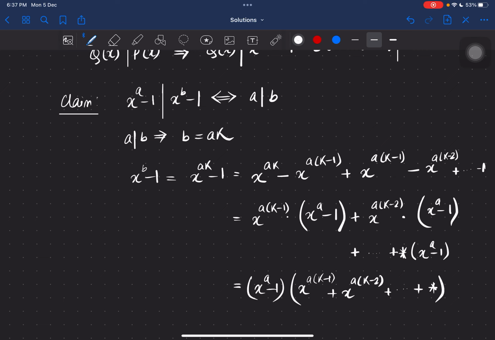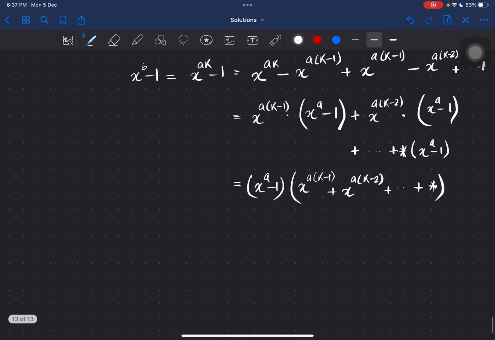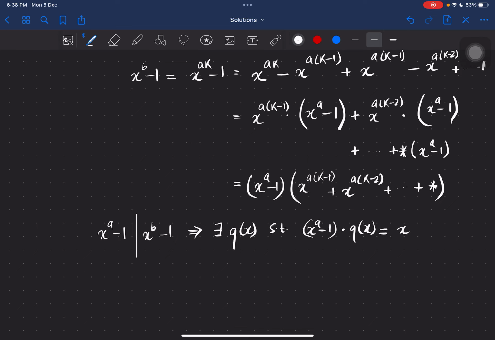So x^a - 1 divides x^b - 1. Similarly, if you assume the other way around, that x^a - 1 divides x^b - 1, this implies there exists some polynomial q(x) such that (x^a - 1) times q(x) equals x^b - 1, right?